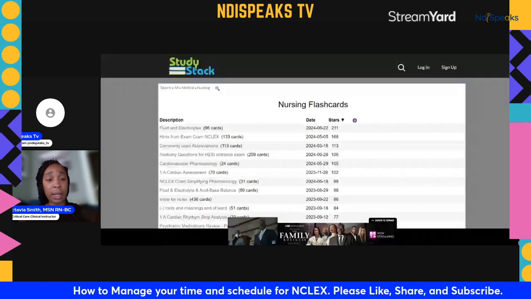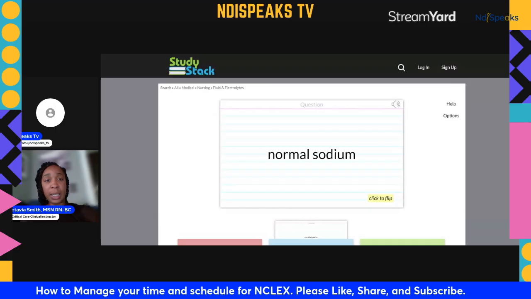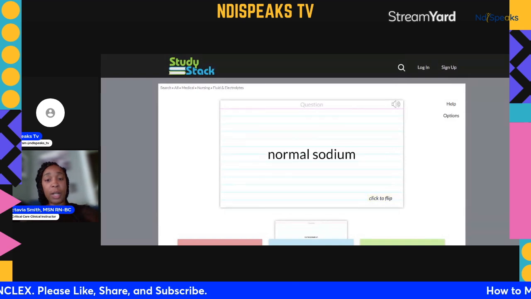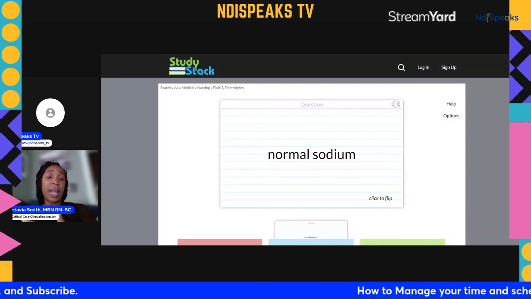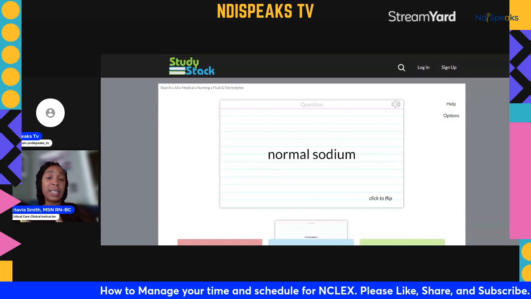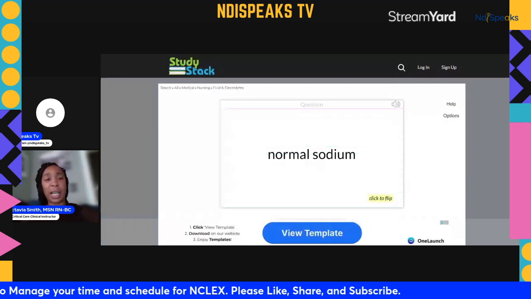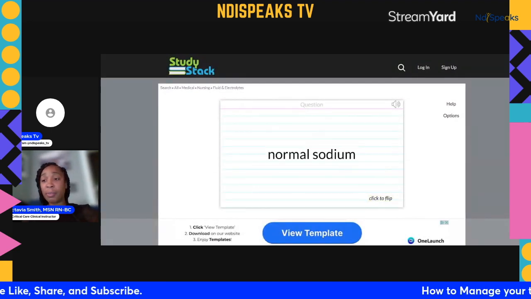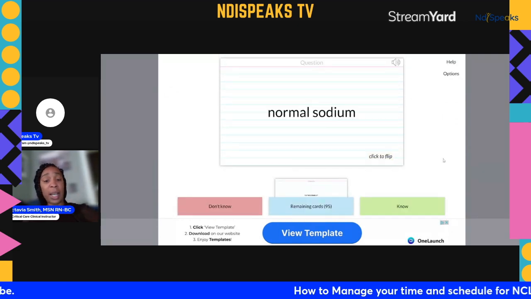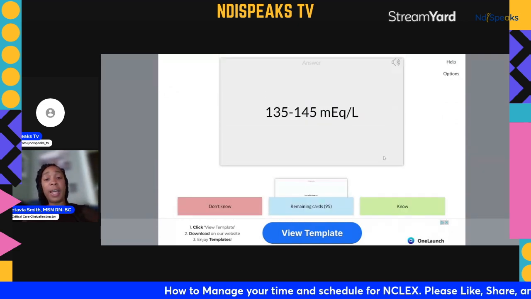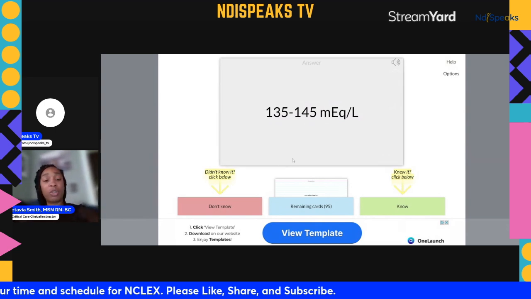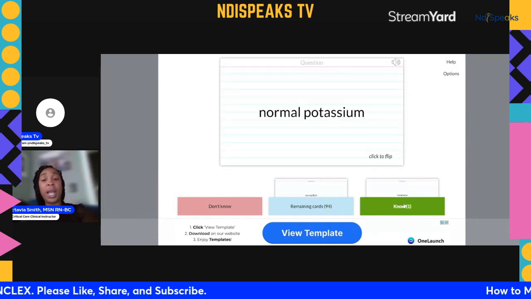So let's see if I can click on one of these for you guys. As you can see, it has on here normal sodium. These values can change based on the hospital or institution that you're in, but for the most part, for your studying, they're going to be pretty much the same. So normal sodium is 135 to 145. That's what I think the answer is. I'm going to click to flip, and it's going to let me know that my answer is correct, 135 to 145. I can now drag that card over to know, and it's going to bring up another one.